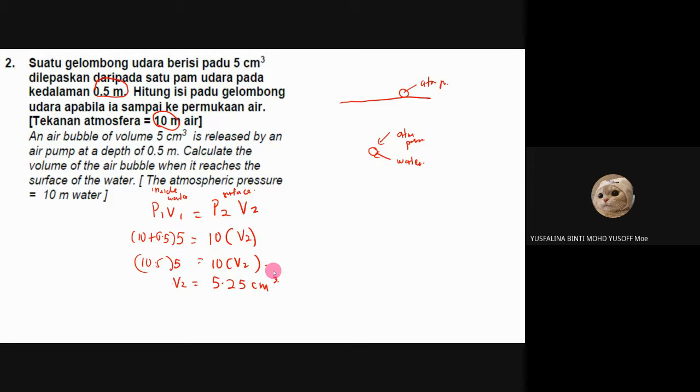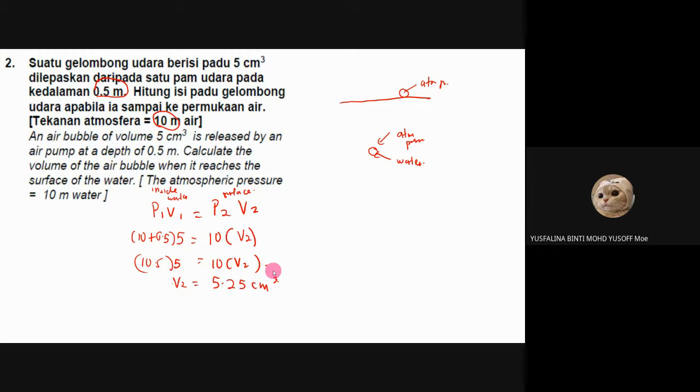Can you understand how I get 5.25? For those who answered 0.25, it means you didn't add the atmospheric pressure.